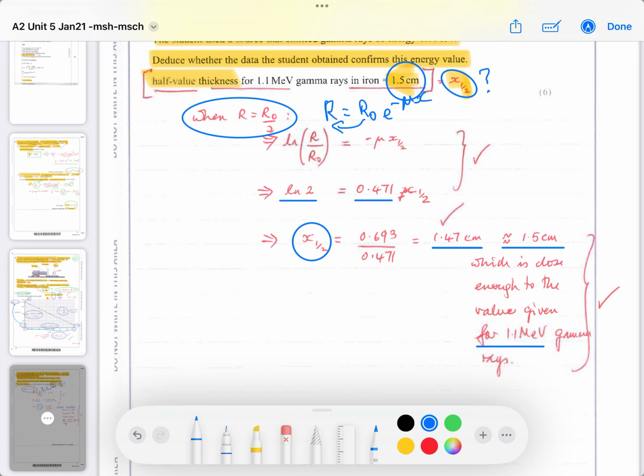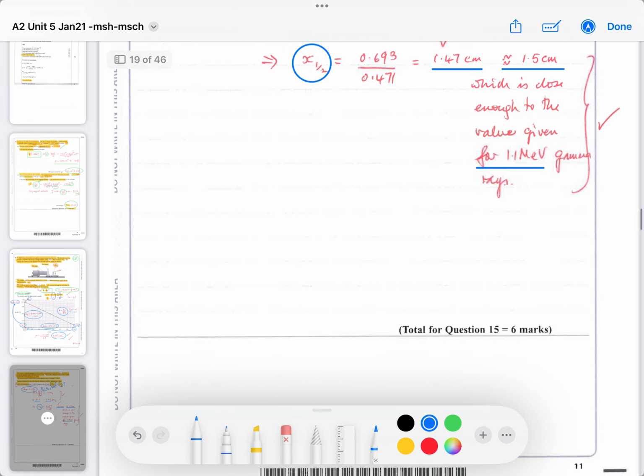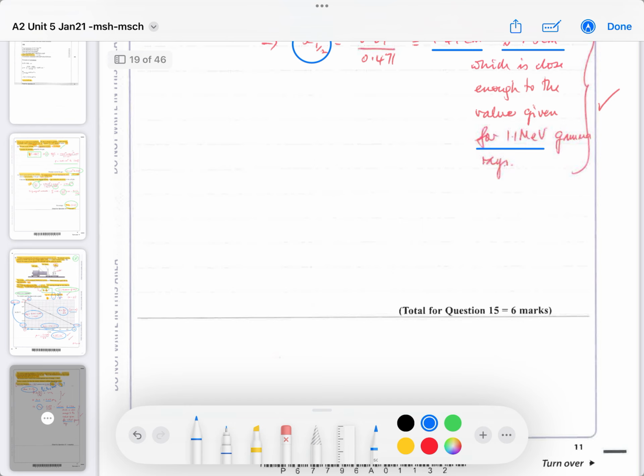The 1.1 mega electron volt gamma rays is just a value given to them, and you don't have to do anything with it. It's just their energy. And obviously if they had higher energy, they'd be more penetrating, one would assume. And there we have another 6 marks done from this paper.